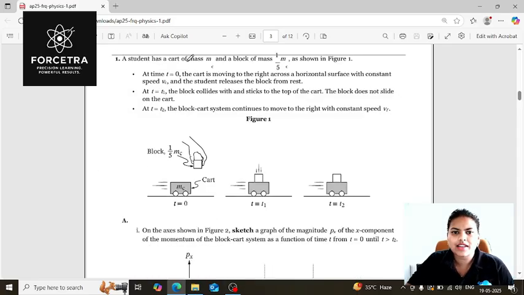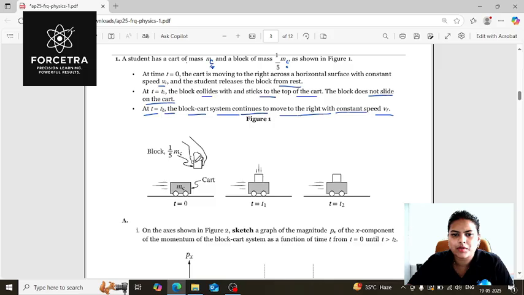A student has a cart of mass mc and a block of mass 1/5 mc. So this is mc. As shown in this figure, at time t equal to 0, the cart is moving to the right across a horizontal surface with a constant velocity vc, and the student releases a block from rest. At t equal to t1, the block collides with and sticks to the top of the cart. The block does not slide on the cart. At t equal to t2, the block-cart system continues to move to the right with constant velocity Vf, as shown in this figure.